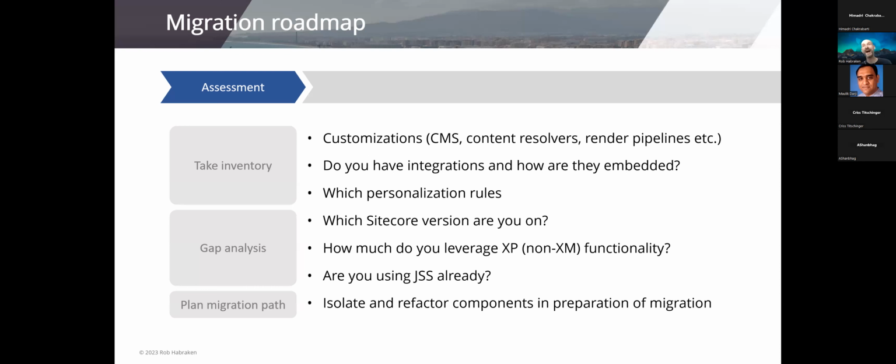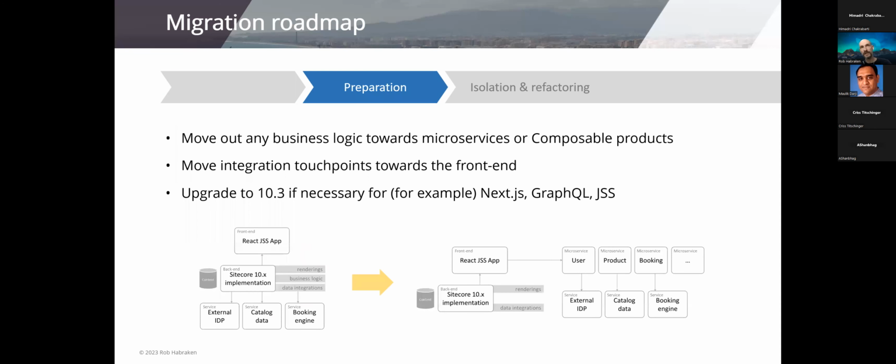Which version are you on, and how much do you actually leverage the XP or non-XM functionality? And are you using JSS already? That is also playing a major role in how big the gap will be. And lastly, start to isolate and refactor components in preparation of your migration. And yeah, I think you need to plan such a migration part of those steps. And maybe you can do that in preparation in a few sprints leading up to the actual migration part or the actual front-end work.